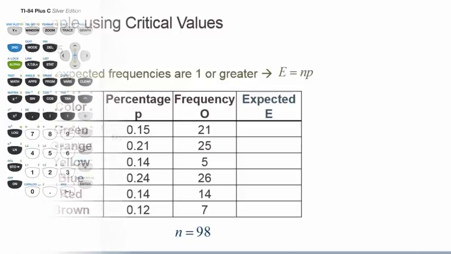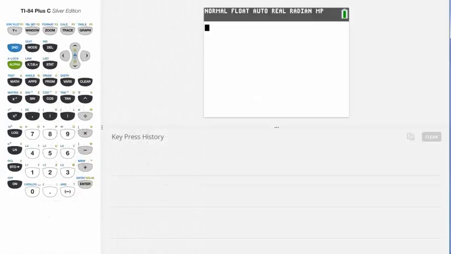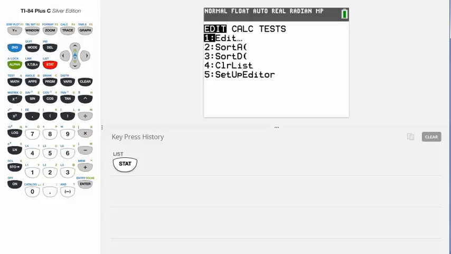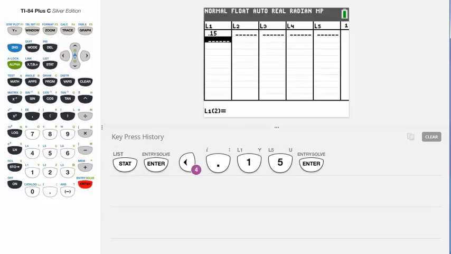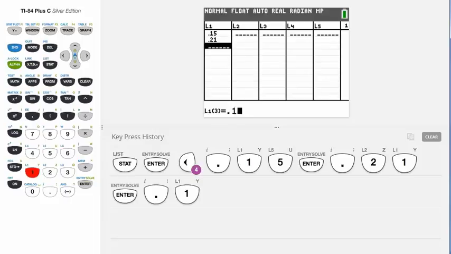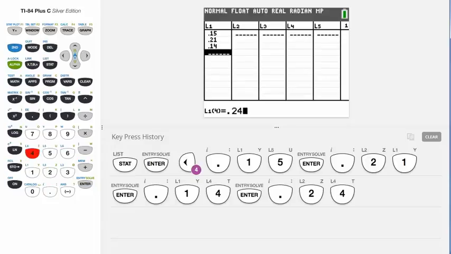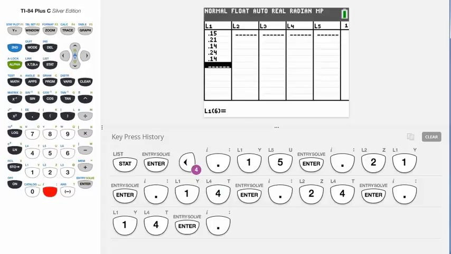Now I'm ready to find the expected value. Going to my calculator, I'm going to type the percentage and the frequency observation in my table. Stat, edit. In L1, I'm going to put the percentage: 0.15, 0.21, 0.14, 0.24, 0.14, 0.12.